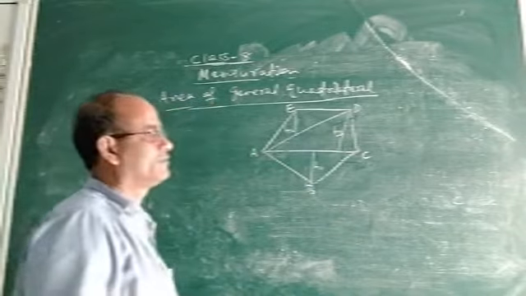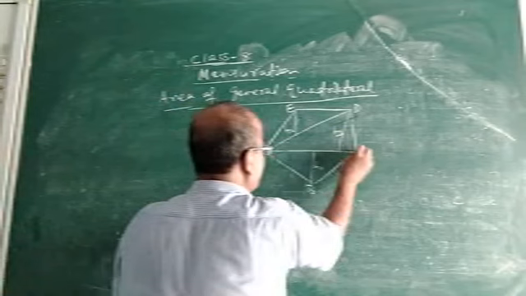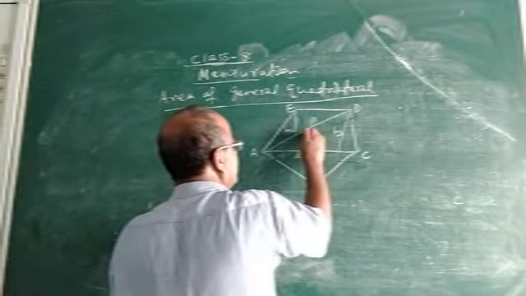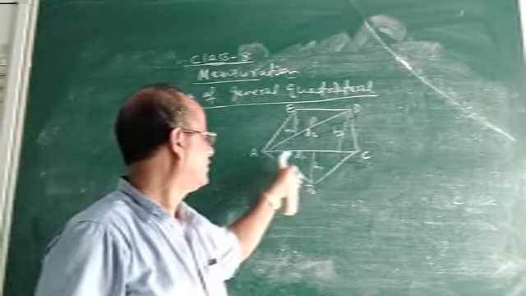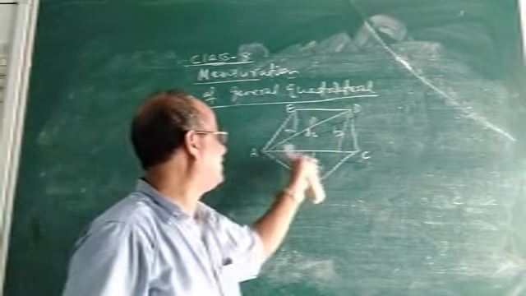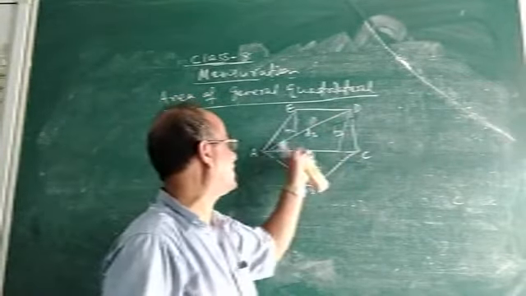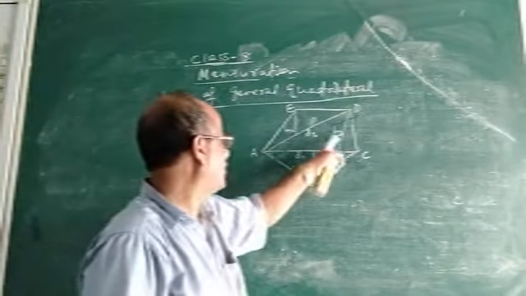Suppose the 3 altitudes are given and these diagonals are given. Suppose this is D1, this is D2. That means the lengths of the 2 diagonals, AC and AD, are given. Suppose you are given the length of diagonal AC and the diagonal AD. It is given. Okay. And these altitudes are given.